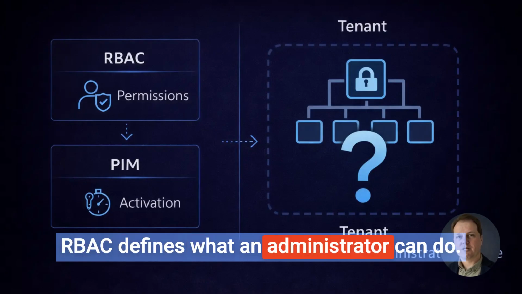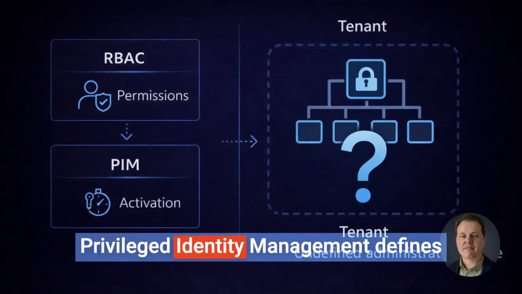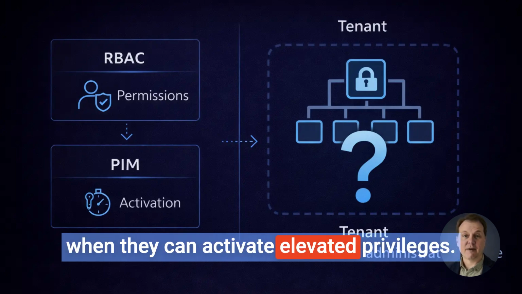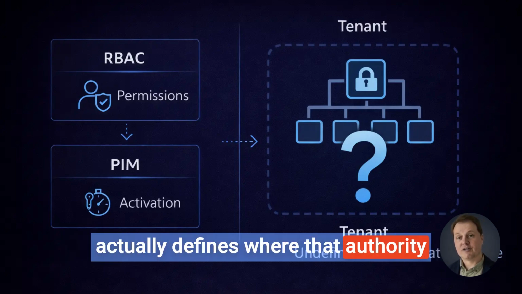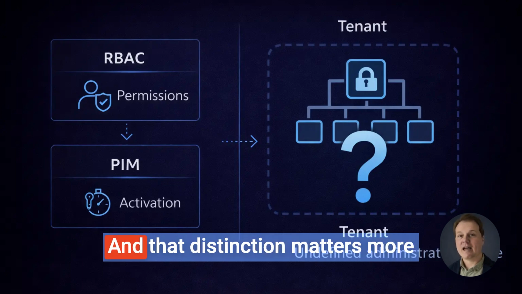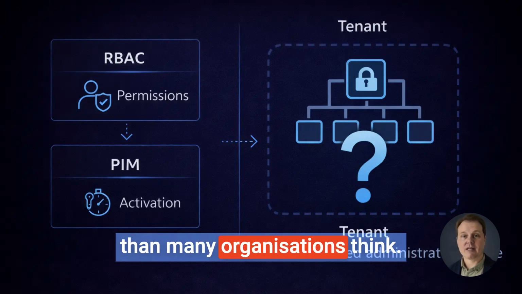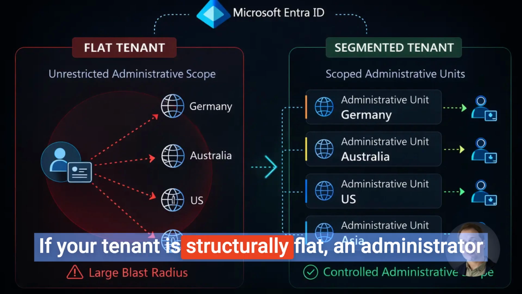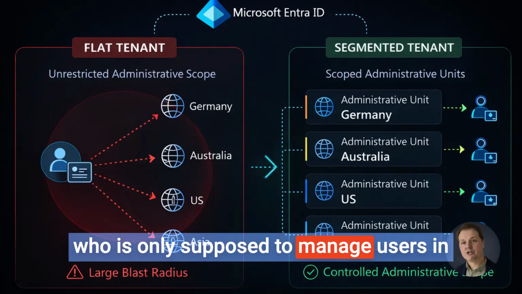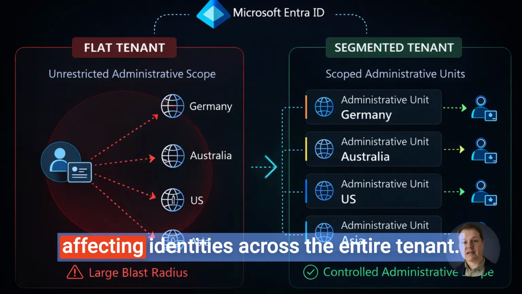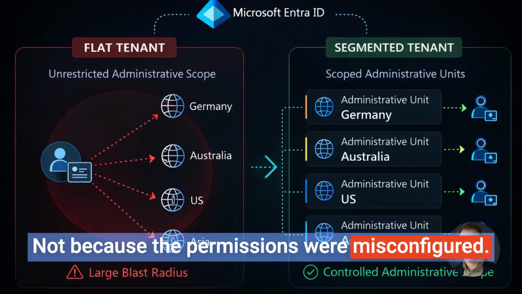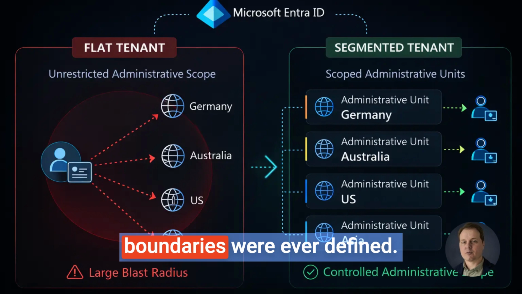RBAC defines what an administrator can do. Privileged identity management defines when they can activate elevated privileges, but neither of those controls actually defines where that authority should apply inside the tenant. And that distinction matters more than many organizations think. If your tenant is structurally flat, an administrator who is only supposed to manage users in one region or one subsidiary can still end up affecting identities across the entire tenant. Not because the permissions were misconfigured, but because no internal boundaries were ever defined.